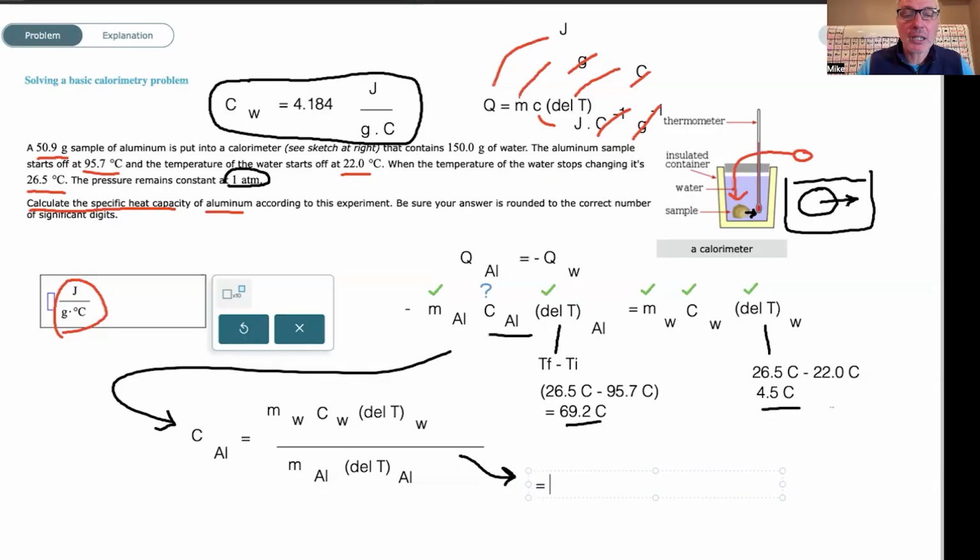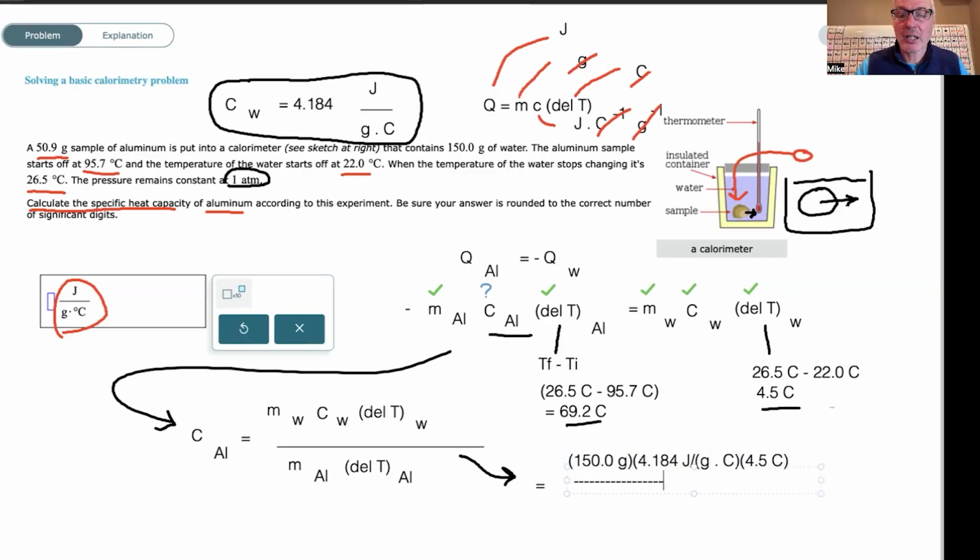So this is going to be equal to, in the numerator, you got to be really careful. I almost goofed up there. 150.0 grams. All right, that's the mass of the water. Specific heat capacity of water, 4.184 joules per gram per degree C. I'm not going to do the negative one thing. I'll do it a little bit different just to give you a little flavor for that. What was the delta T of the water? Positive 4.5 degrees C.